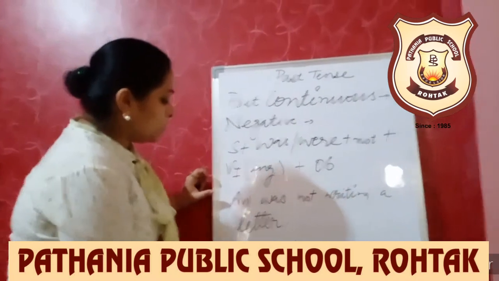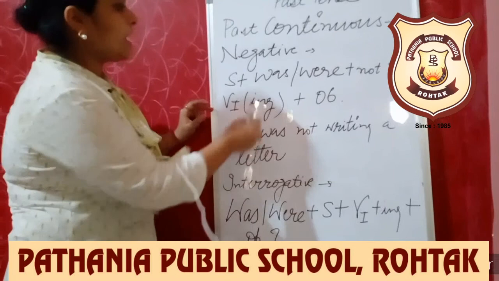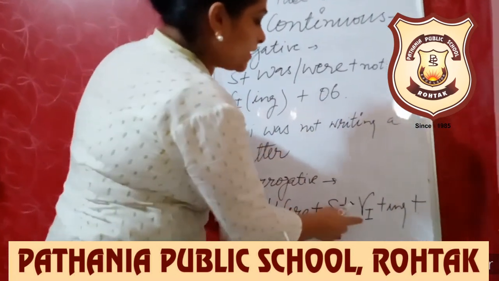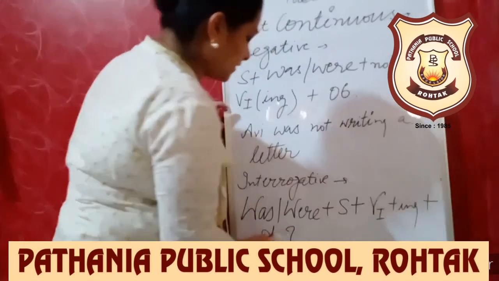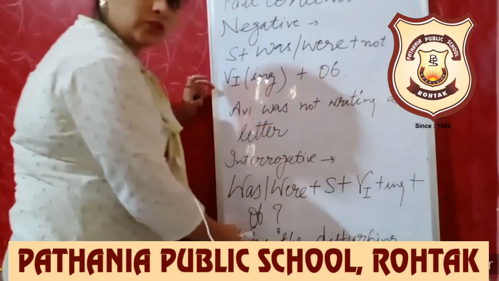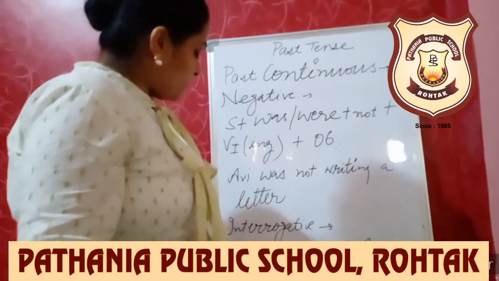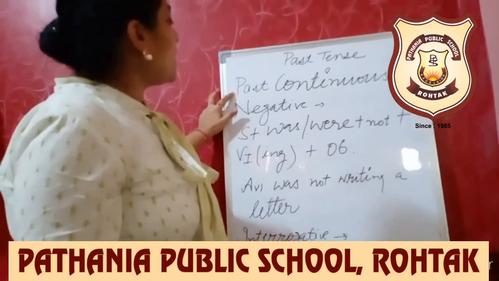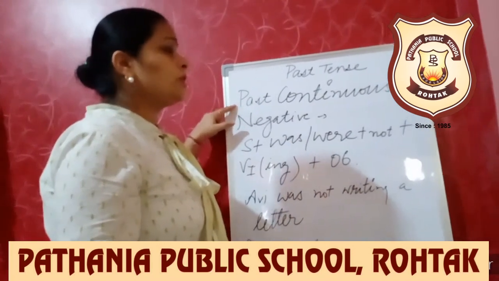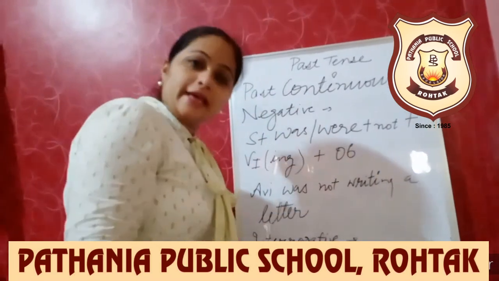Then comes the interrogative. While making the interrogative, we have to place the helping verb first: was or were, then the subject, then verb first form plus ing and then the object, with a question mark. Were they disturbing you? So this is the example related to this. Past continuous is basically used with an action which was in process in the past. So let's come to the next.